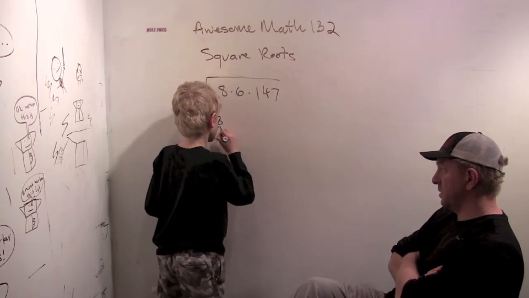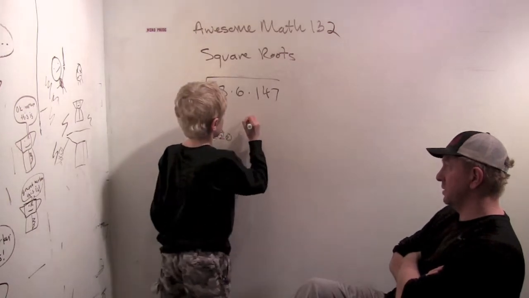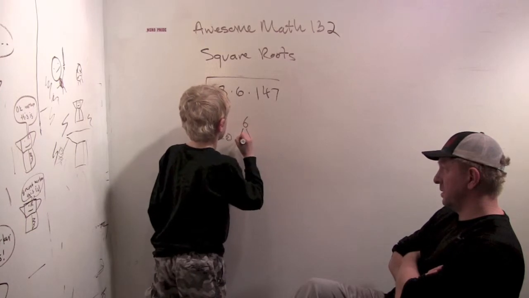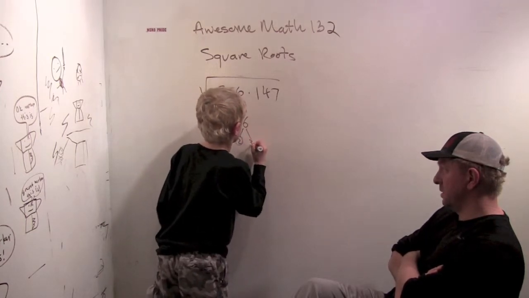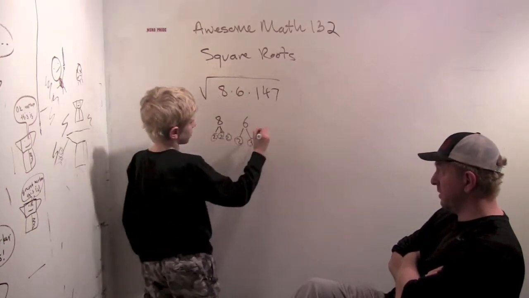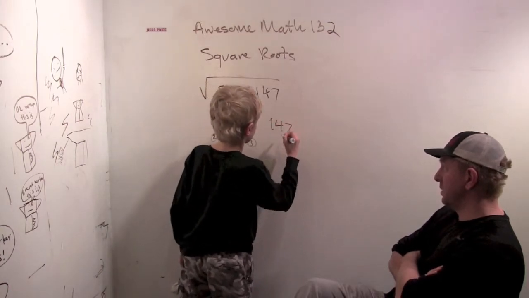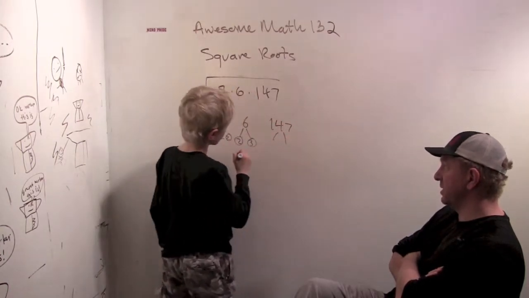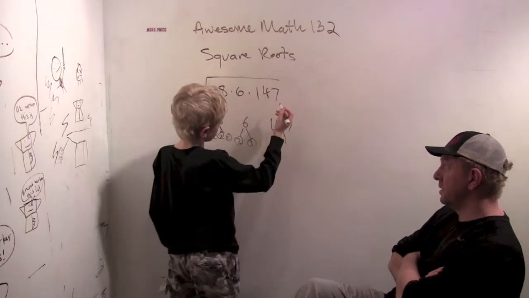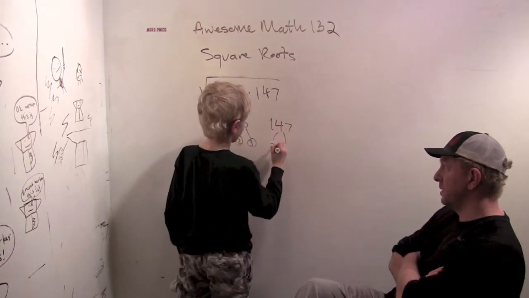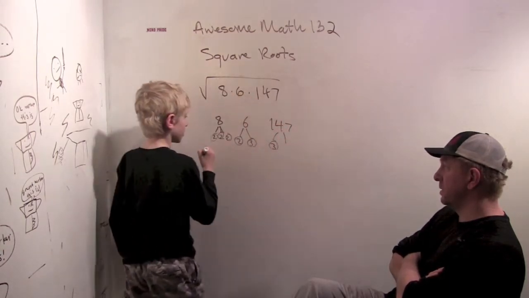2 cubed. Okay. 6 is 2 times 3. And then you have to factor 147. Ooh, that looks pretty challenging to me. Well, you can add the digits and see. I think it's divisible by 3.